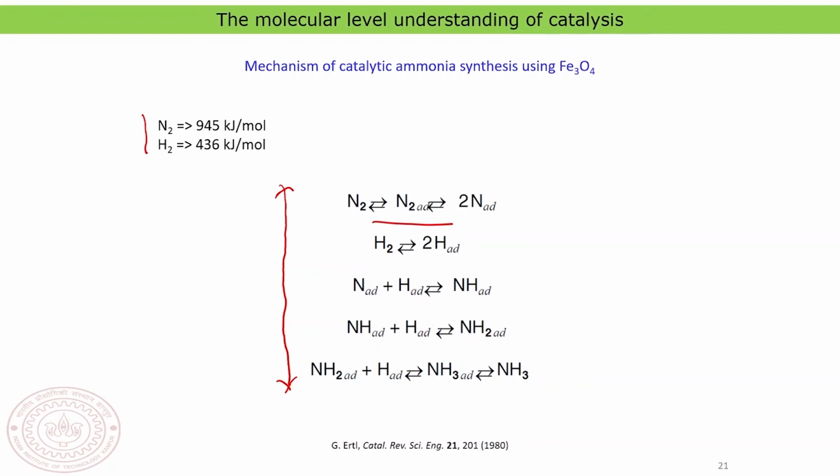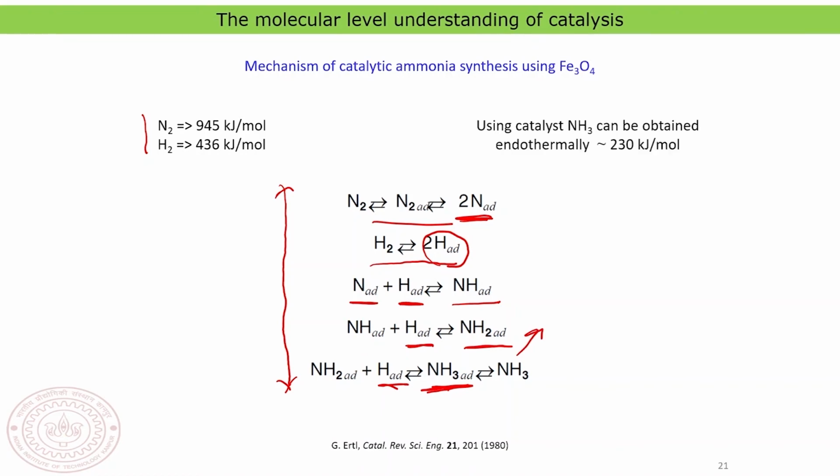So what happened? The nitrogen first adsorbs on the surface and forms two reactive nitrogens. And then similarly, the hydrogen also adsorbs on the surface and forms two reactive adsorbed hydrogens. Now, each nitrogen atom would interact with one adsorbed hydrogen and form an NH, which is again adsorbed on the surface. And then the NH reacts with one more adsorbed hydrogen and forms an adsorbed NH2. And then the adsorbed NH2 would again react with one more hydrogen and finally form the ammonia. And then that is released from the catalyst, and then you have the formation of ammonia.